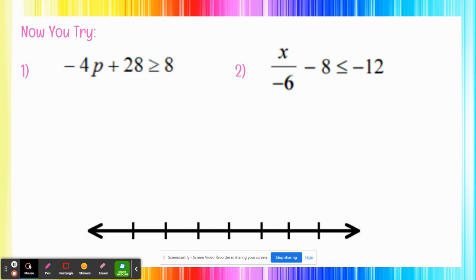So those are some examples of multi-step inequalities. If you watch the next video, I will go into some more detailed inequalities.